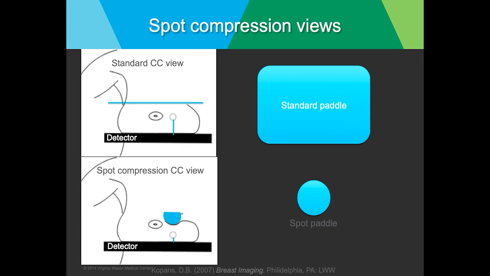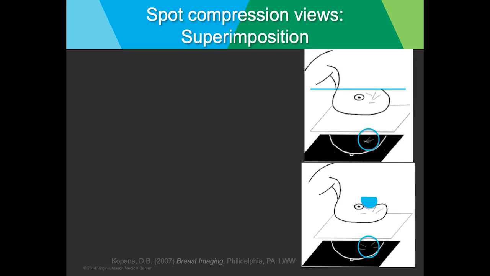It effectively brings the area of interest, as depicted by a gray circle here, closer to the detector. This results in reducing geometric unsharpness and will reduce blurring of the image. Spot compression can also be used to separate overlapping structures.